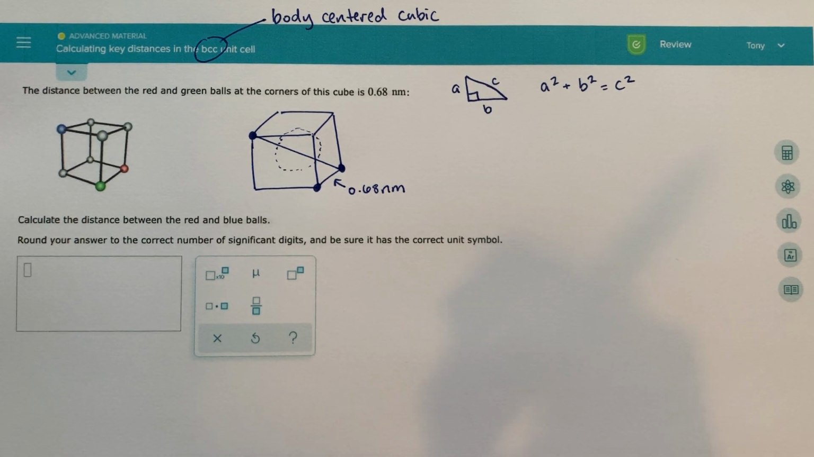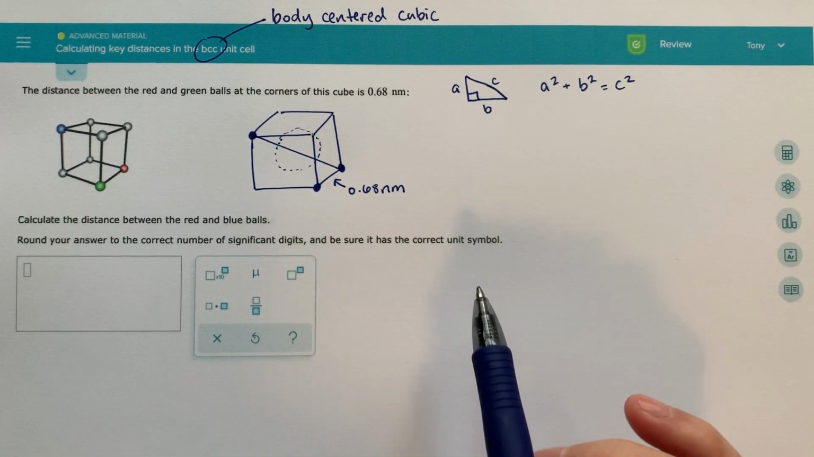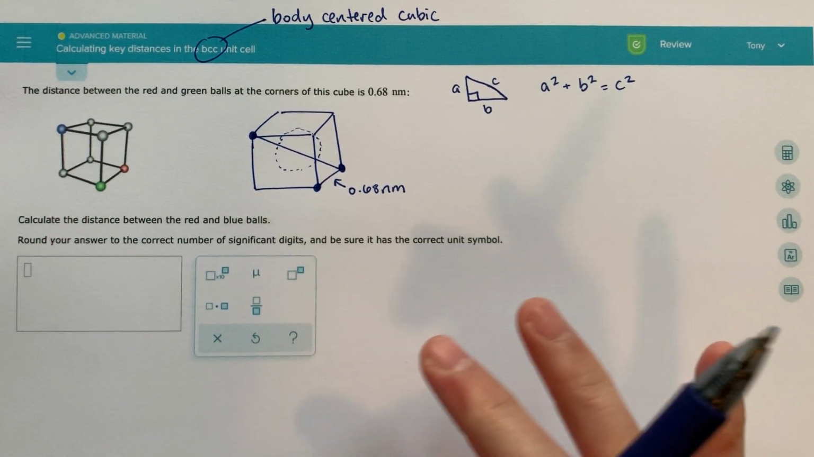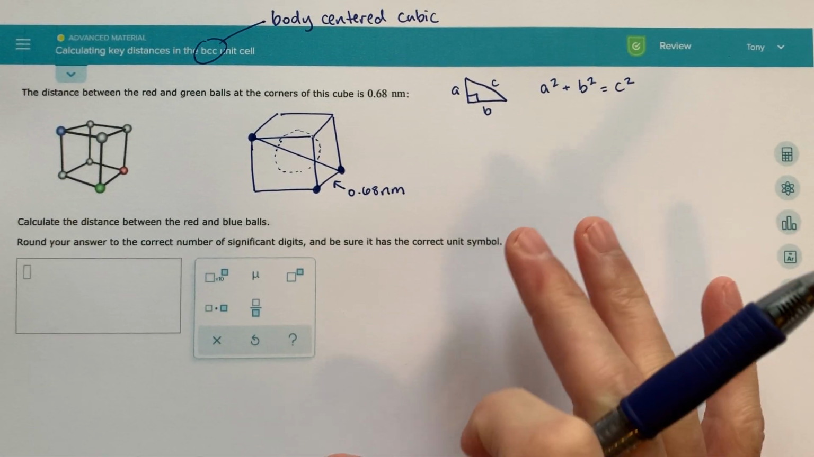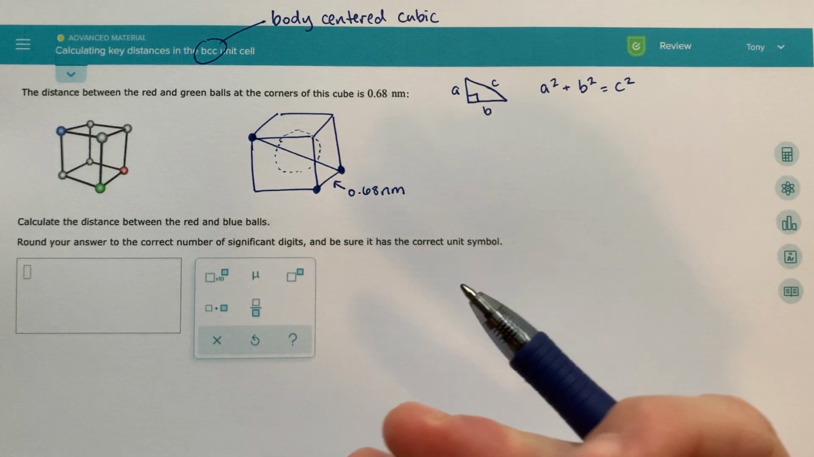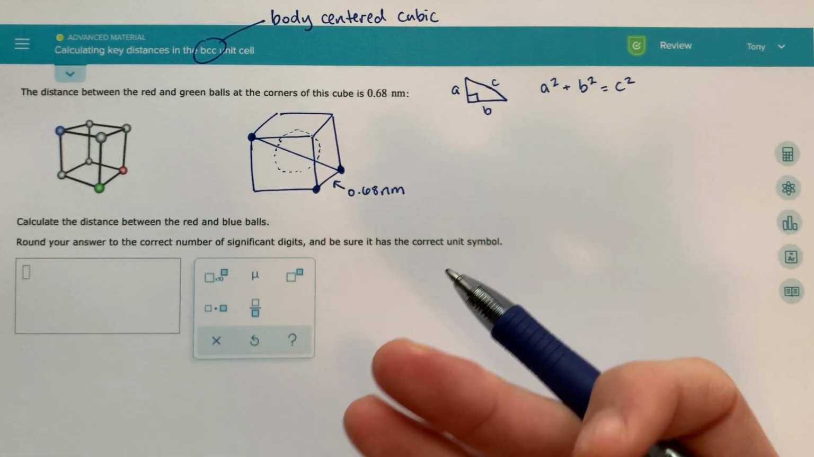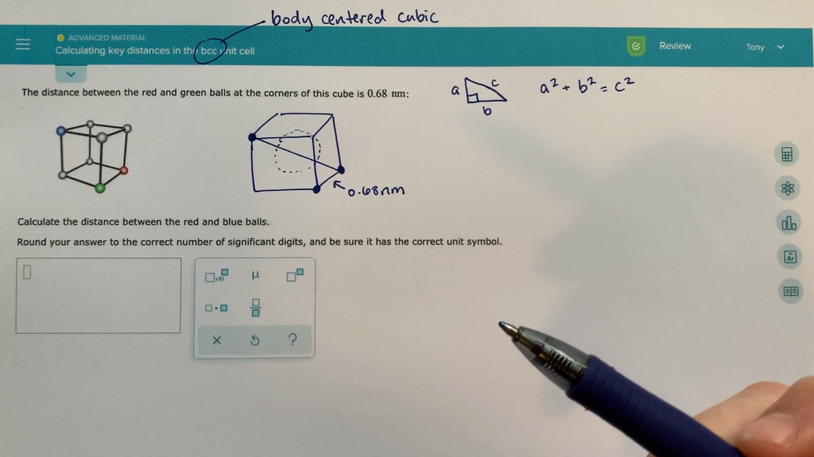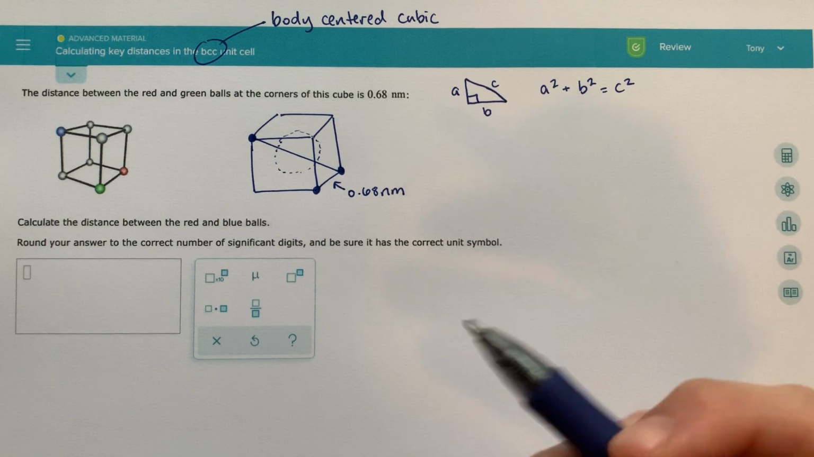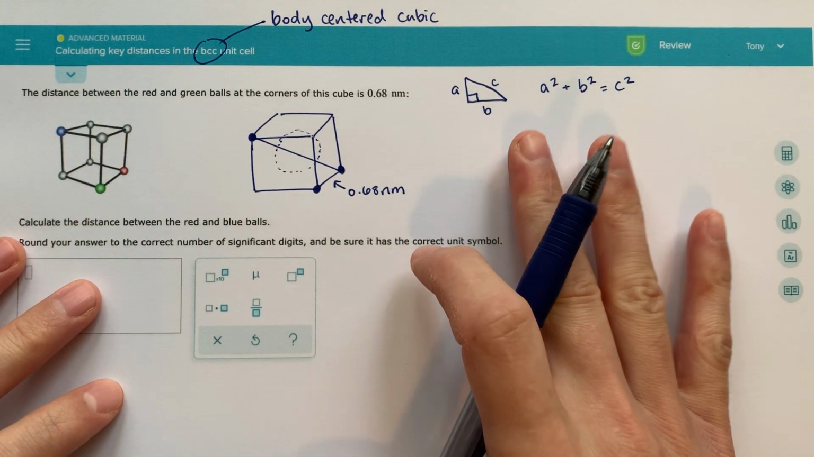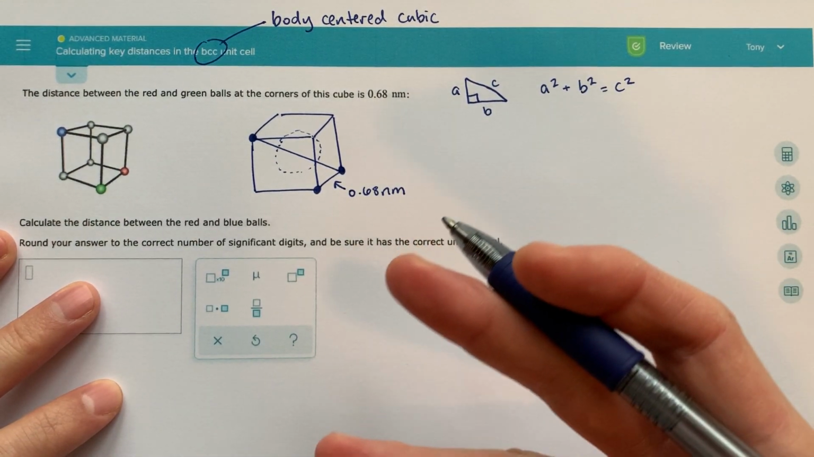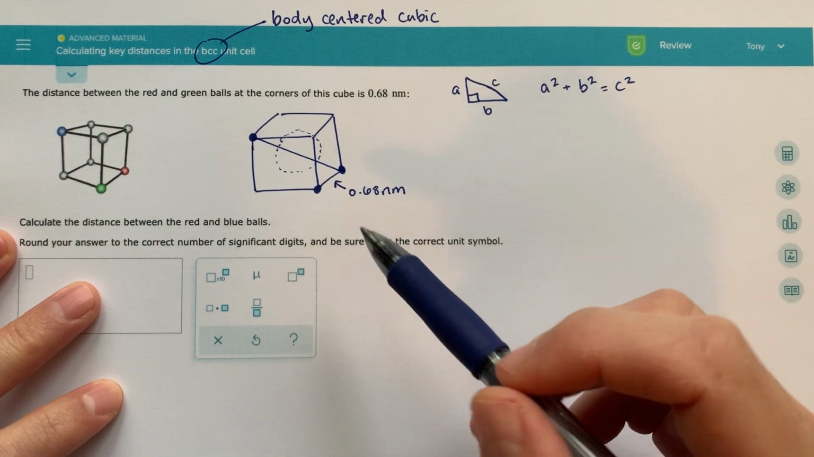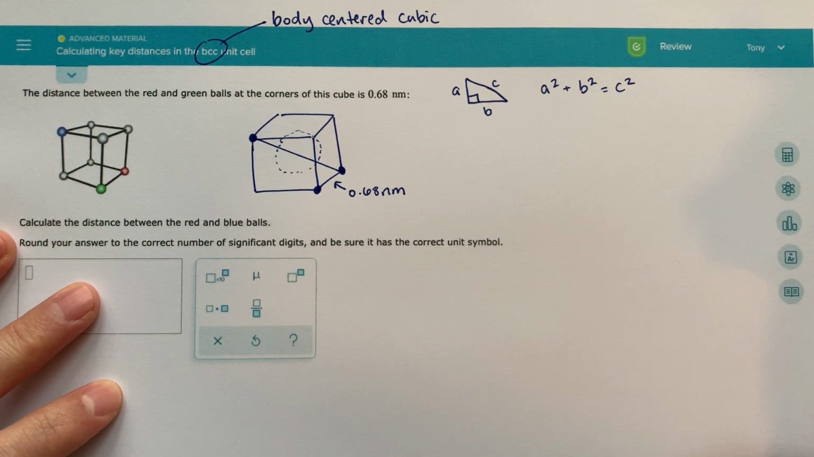So this is an ALEKS topic that's called calculating key distances in the BCC unit cell. You can see that I've already annotated a few things, and I'm going to talk through a number of different aspects here for this topic. I'm going to go through two specific examples, and I'm also going to talk about cases where the radius of the atom is asked about, and how to incorporate that into your answer. Neither of these two examples talk specifically about the radius, but I will talk about that if you have an instance of this topic that asks about the radius. We'll talk about how that is incorporated into this topic.